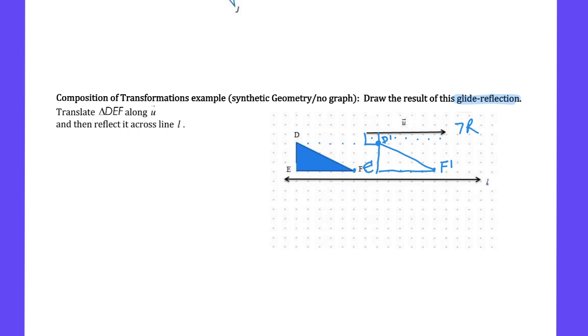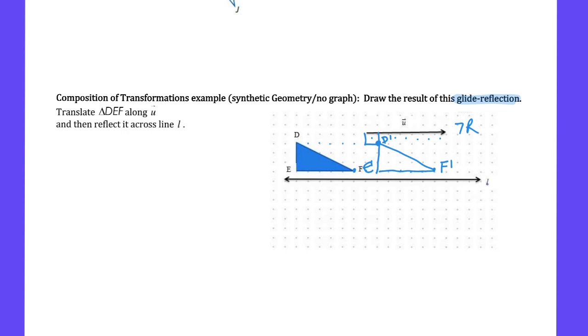Yeah, we scooch every point 7 to the right, just because that's what the vector said. Go right, 7 hops. The second step says reflect it across the line L. Okay, well, we can reflect it across that line of reflection. And so again, when we reflect things, they have to be equidistant from that line.